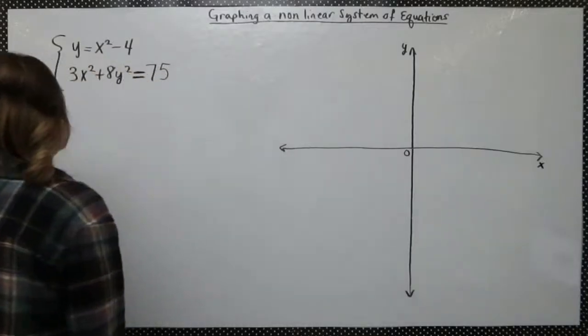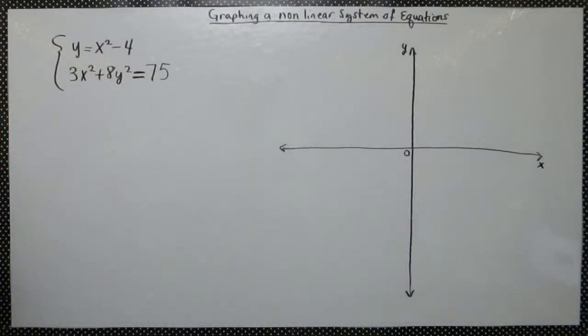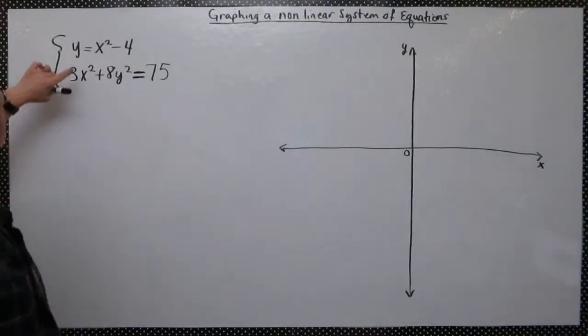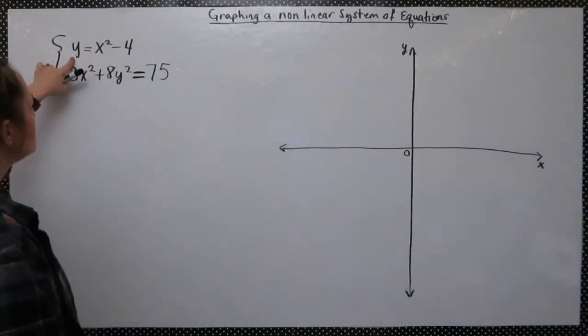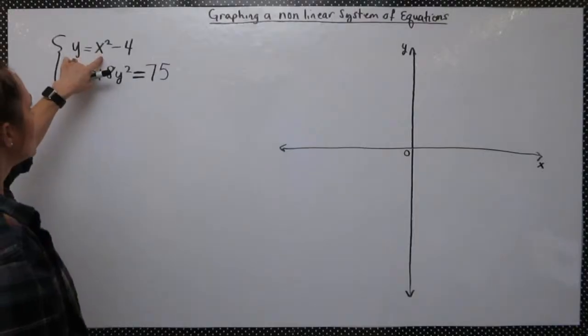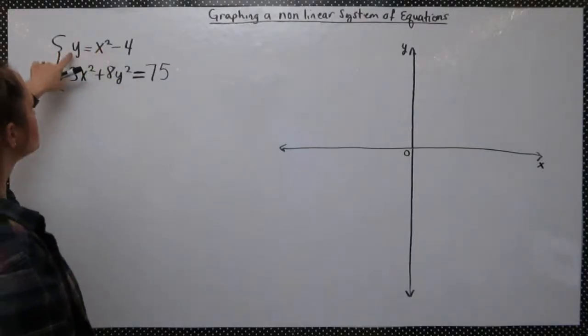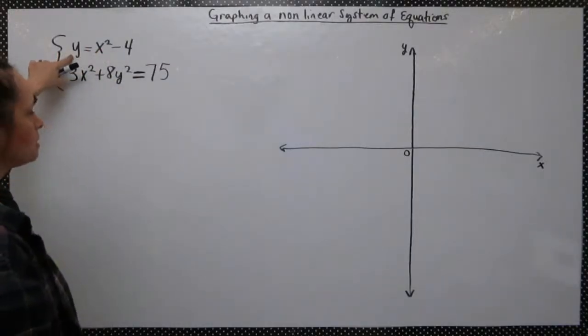All right, so looking at this system, I can solve this algebraically and find those values. But what I want to do is go ahead and just sketch their graphs first. So we've got this one first. It's y equals x squared minus 4. So this is going to be your parabola.